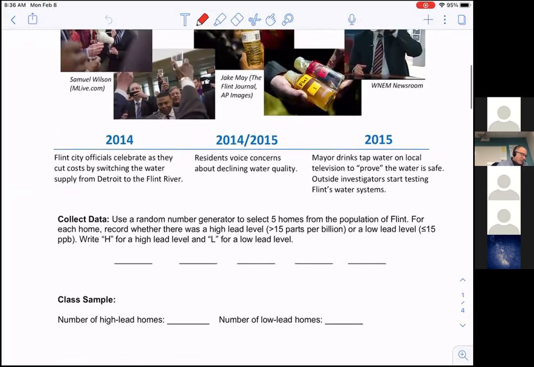We're going to collect some data. We're going to use a random number generator to select 5 homes from the population of Flint. For each home, record whether it was high level lead or low level. High level, okay, so we're looking for greater than 15 parts per million. Low lead is going to be 15 or less. So when we do this, we're going to write an H for high and an L for low. So for example, I am going to go to my calculator.